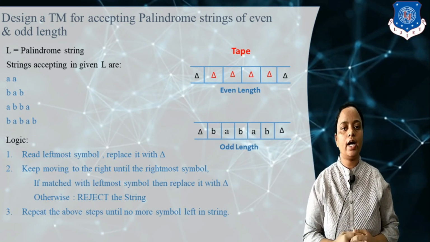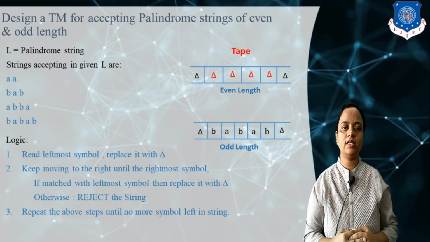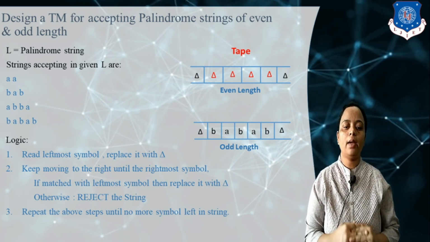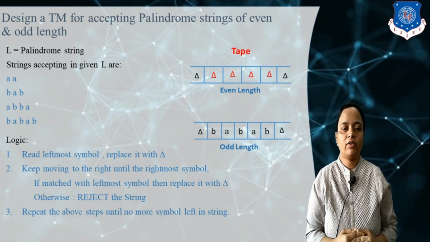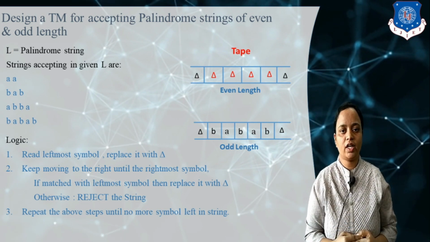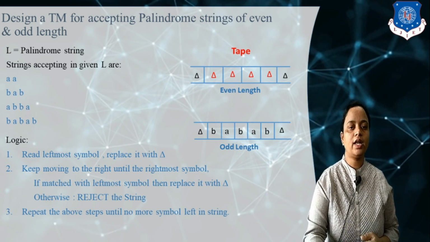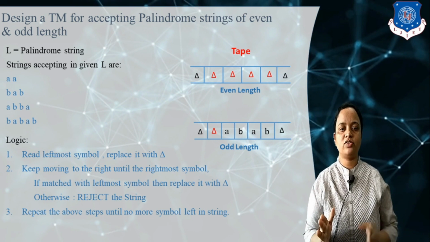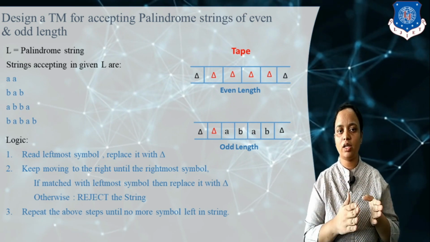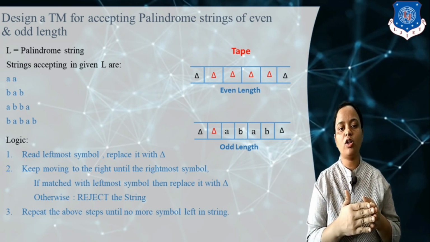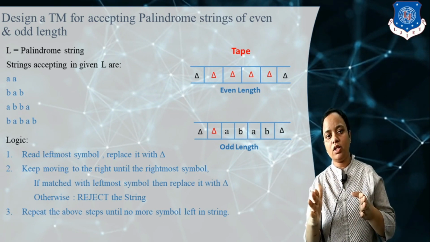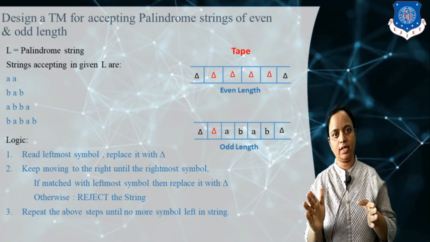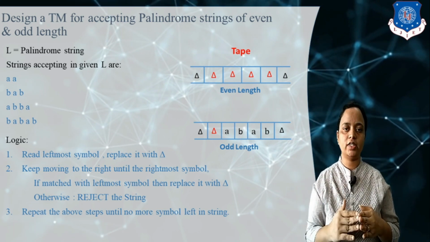Now let us take another example. Here I have taken the input string BABAB. We follow the same procedure. First of all, we replace the leftmost symbol, B, by delta and go to the rightmost symbol. Now check if it is B. If yes, we replace it by delta. If it is not, we have to reject it.